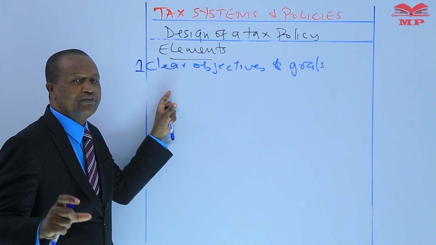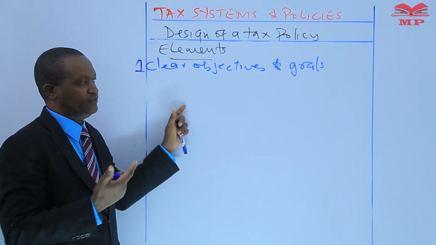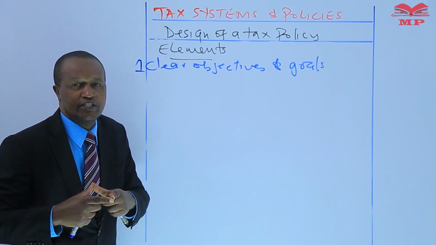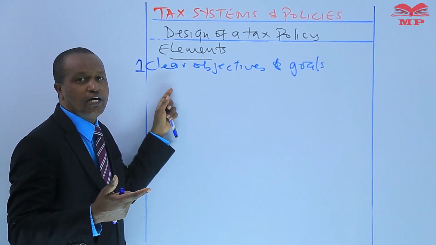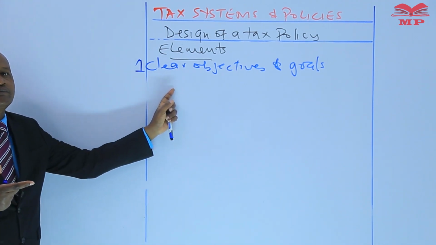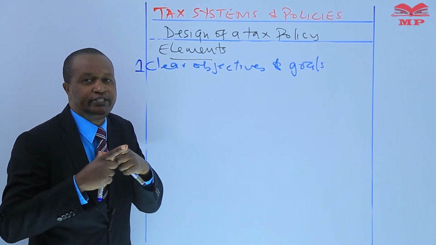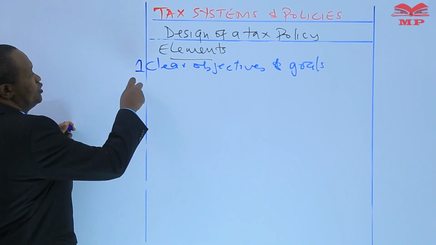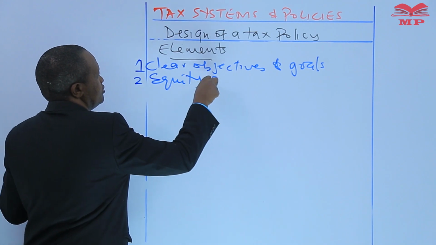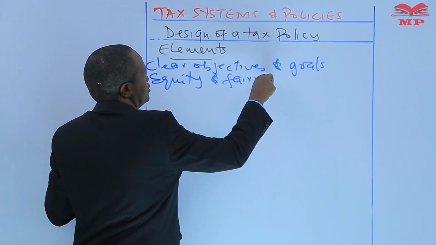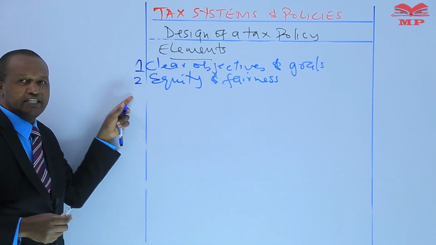Define the specific goals the tax policy intends to achieve, such as revenue generation, equity, economic growth, and so on. Specific objectives. Number two, equity and fairness has to be considered.